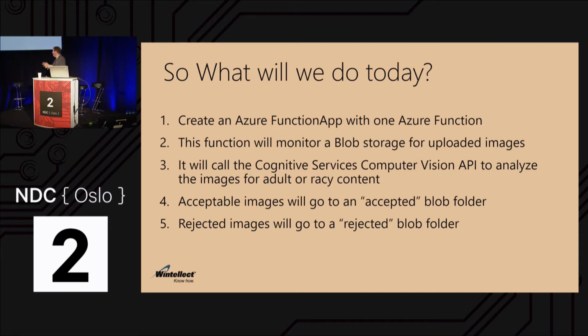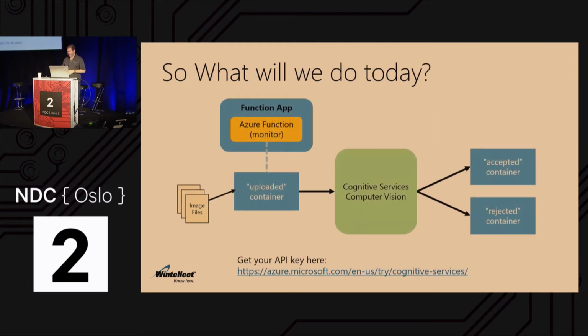It'll actually score it, and I'm going to log some metadata so we can see kind of what the computer vision API did. So accepted images will be moved from the original blob container to an accepted blob container, and the rejected images will go to a rejected blob container.